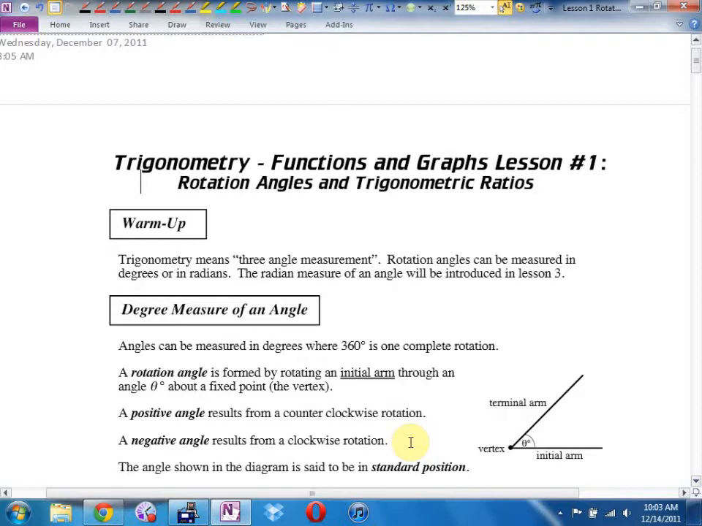Are you saying that trig is a form of art? Yeah, maybe. Trig means three-angle measurement.